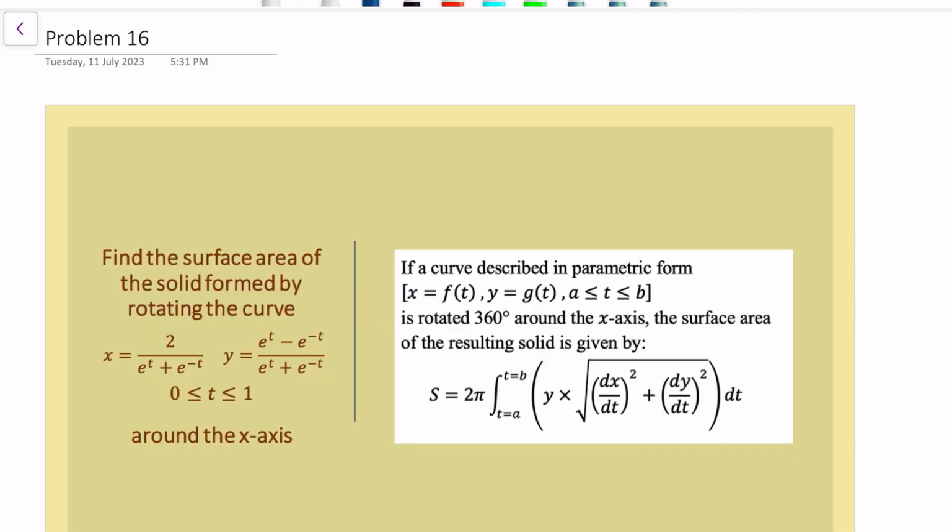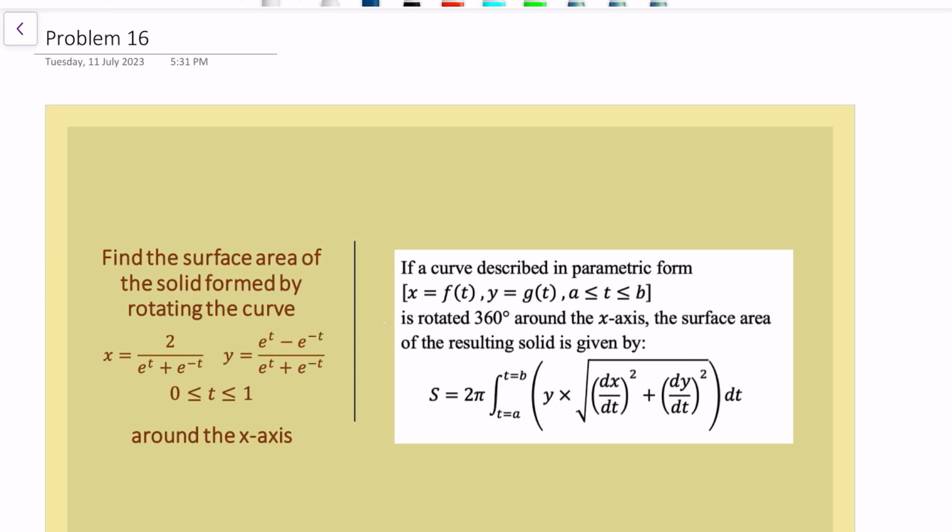Okay, so this problem is pretty brutal. We're given this formula that gives us the surface area of a solid, and a few videos ago we did a problem that looked at the volume of revolution. This one is the surface area of revolution, and we've got a parametric curve this time, so we've got this unfamiliar formula that we need to use.